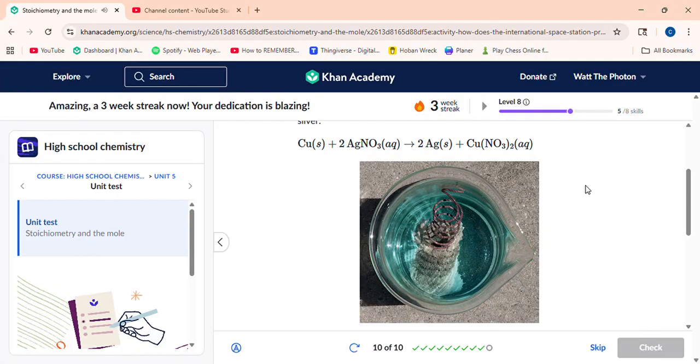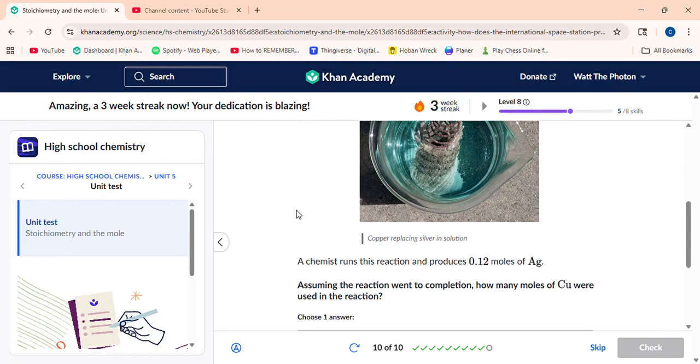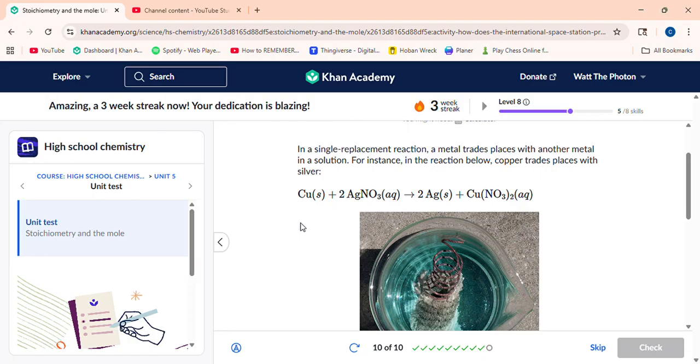Copper and silver nitrate. The copper is a solid, and so you stick in copper and you get out solid silver. Oxidation reduction reaction. Runs this reaction and produces 0.12 moles of silver. Assuming the reaction went to completion, how many moles of copper were used? So you have 0.12 moles of silver.